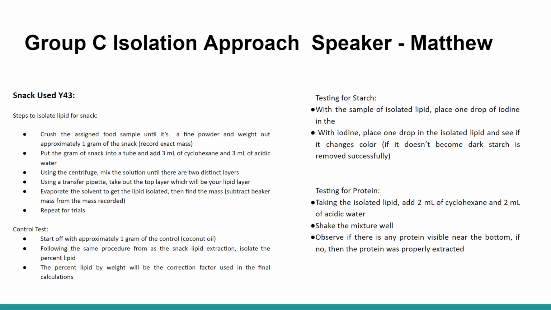For our control test, we started off with approximately 1 gram of our control, which was coconut oil, and we followed the same procedure. The percent lipid that we found by weight was used to calculate our correction factor.